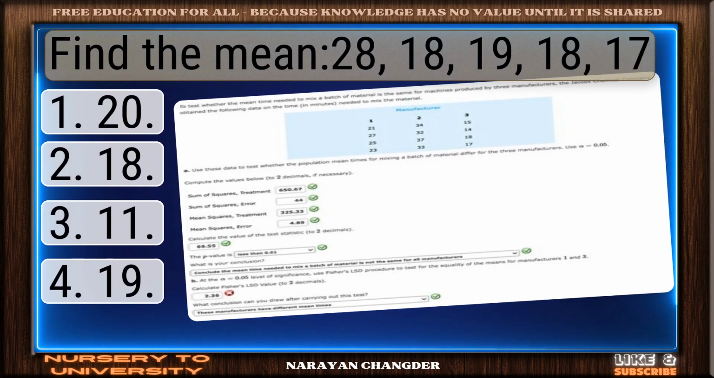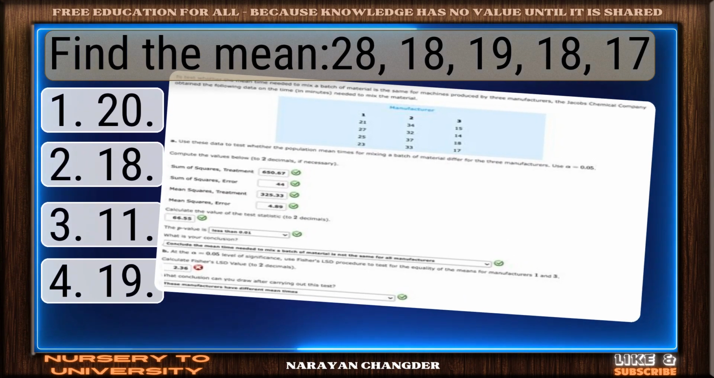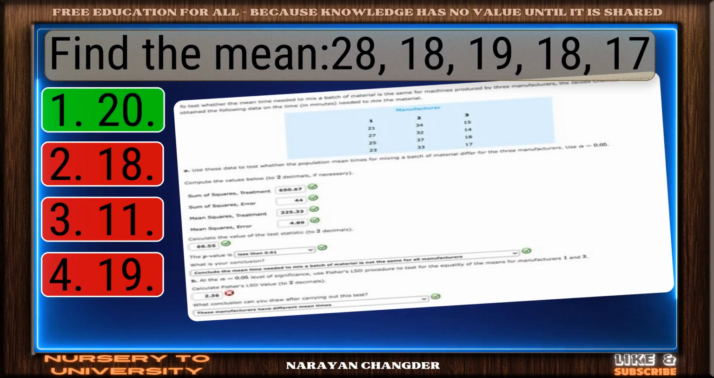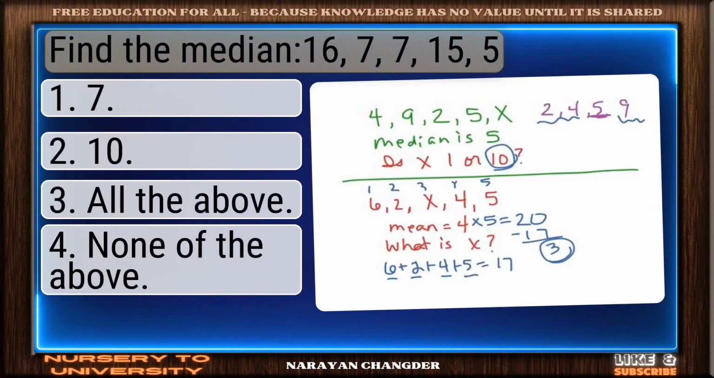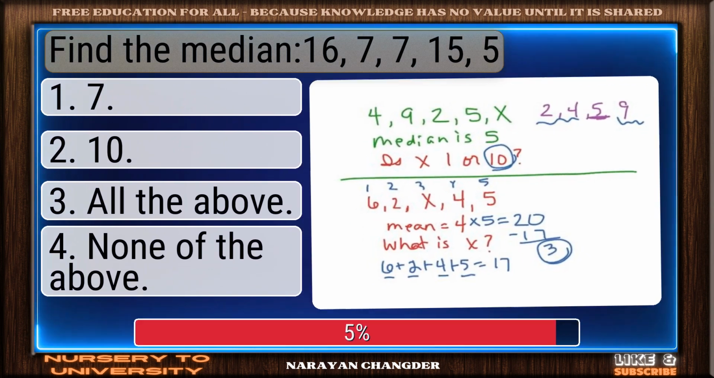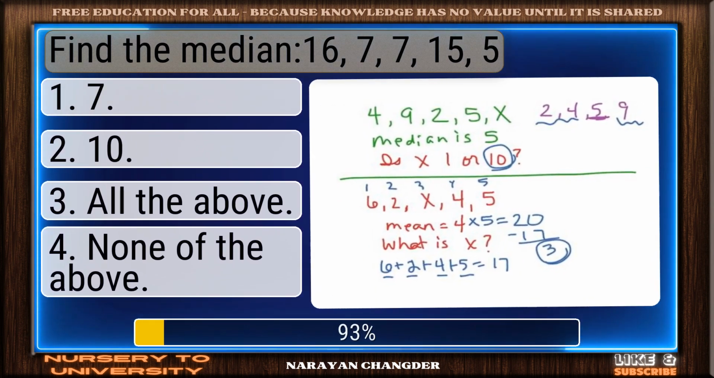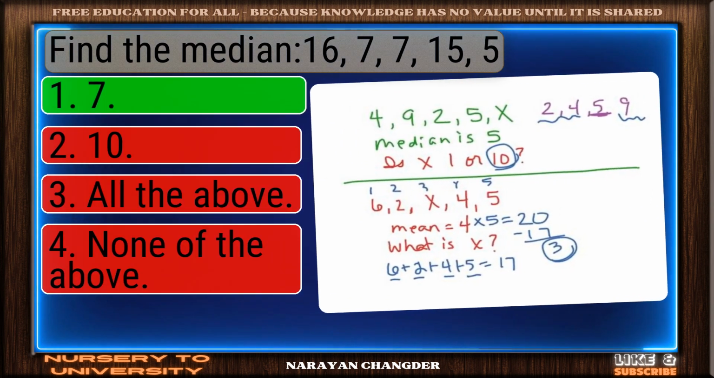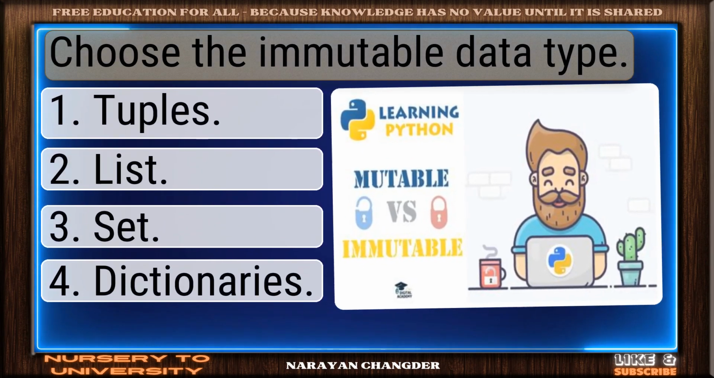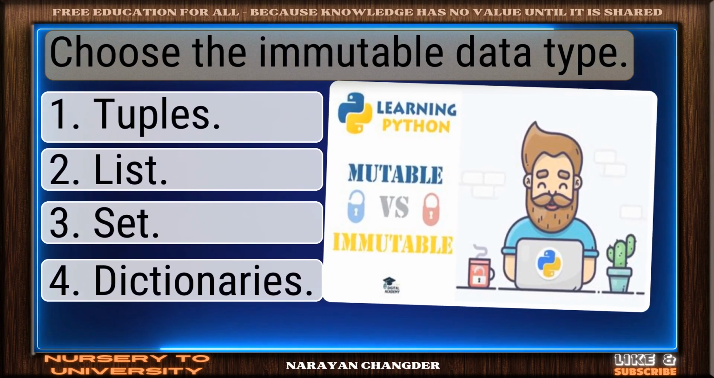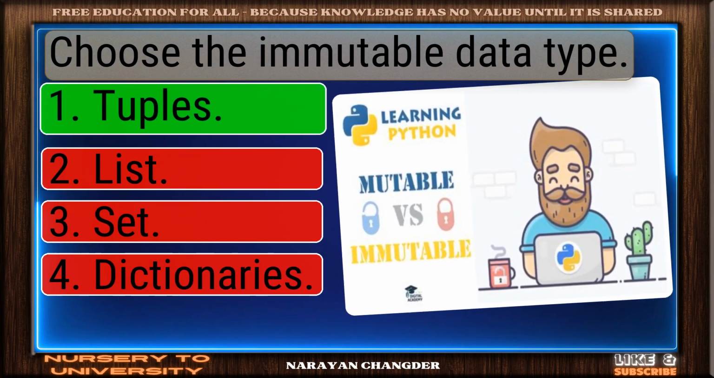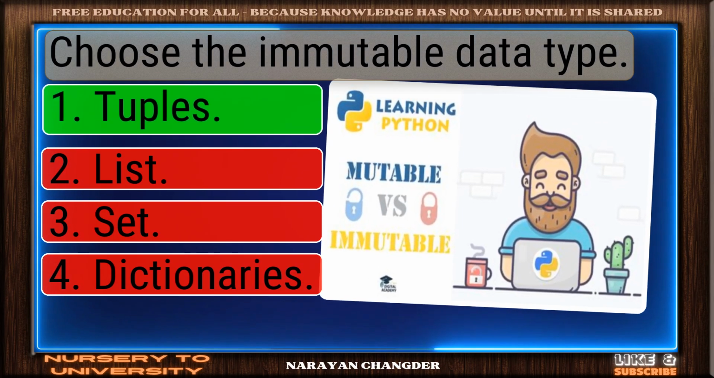Question number 263. Find the mean of 28, 18, 19, 18, 7. You're right. 20 is the correct answer. Question number 264. Find the median of 16, 7, 7, 15, 5. Excellent. 7 is a brilliant choice. Question number 265. Choose the immutable data type. On track. Tuples is the correct answer.